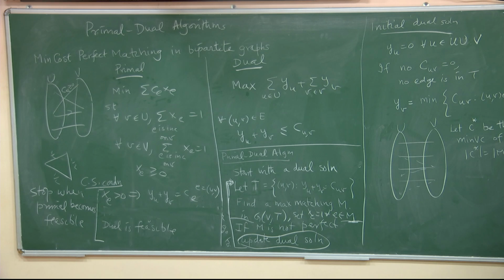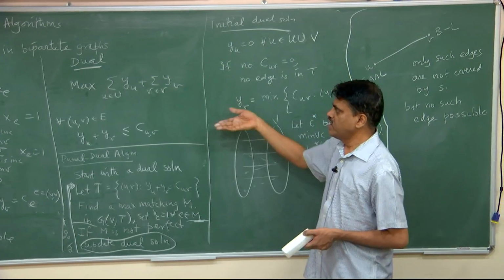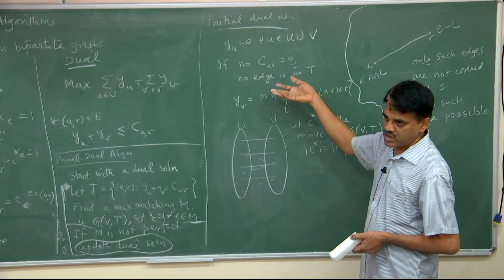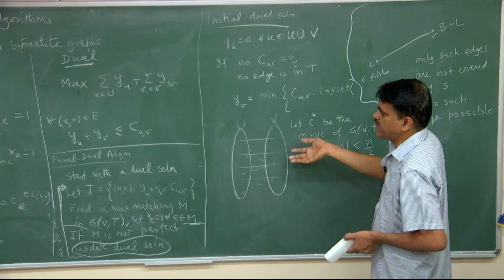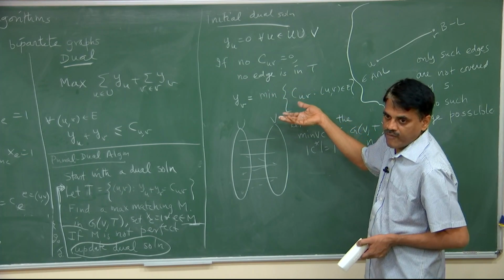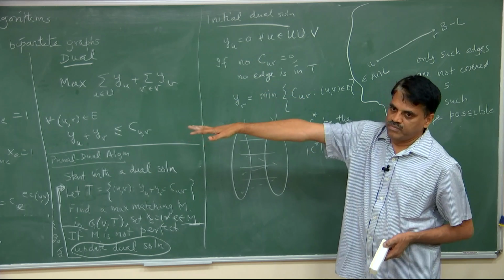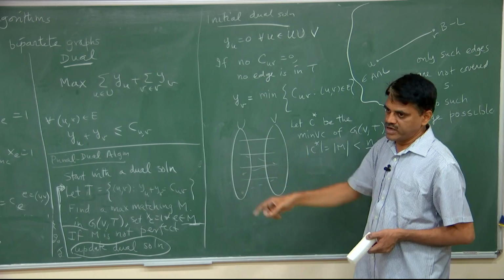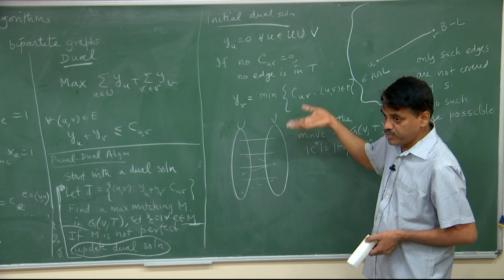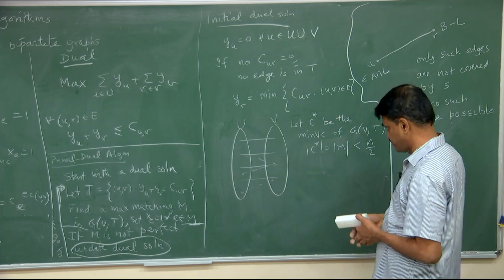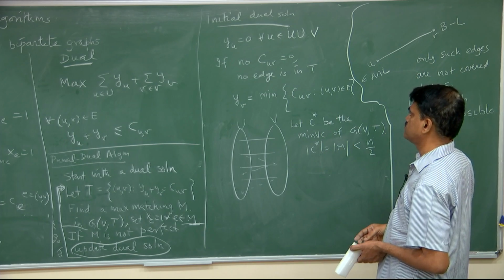Now I want to say that there is some room for me to update the Y values, because it's a maximization problem, so I will increase some Y values. In the process, some other edge will become tight. Throw it into my matching, and that's how I will iterate. But there is room for me to improve Y, is what I want to show.